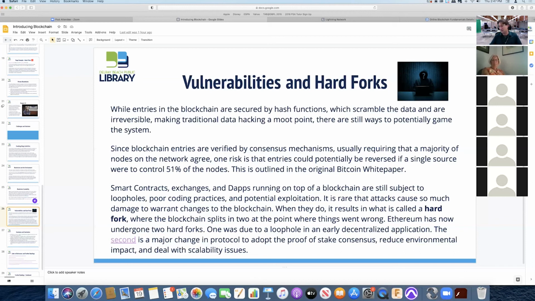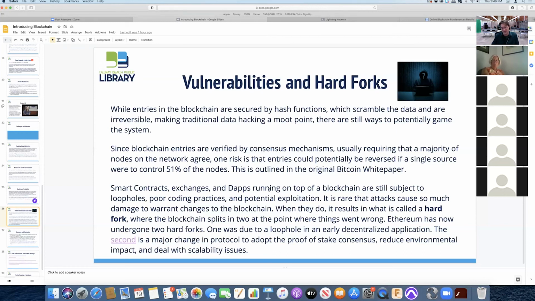And so Ethereum made the decision to go with a hard fork, which itself was a major controversy at the time, because the blockchain is supposed to be immutable. You're not supposed to be able to change it. So what are you doing? Creating a new copy of it and taking it in a different direction.